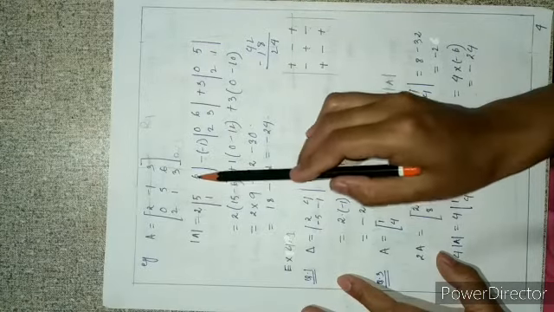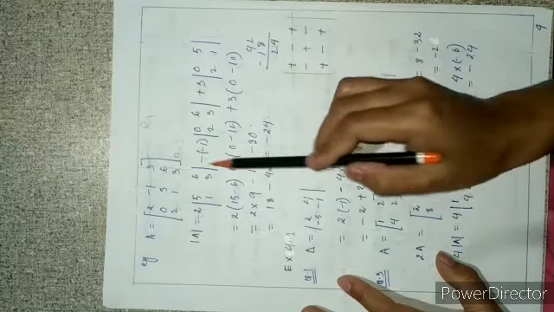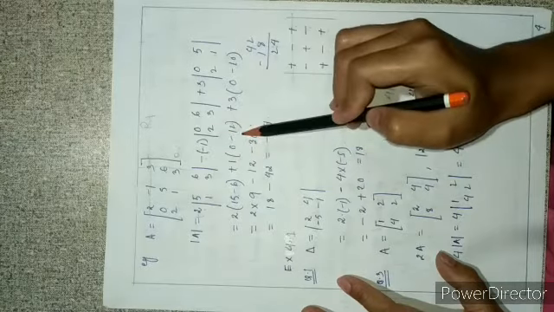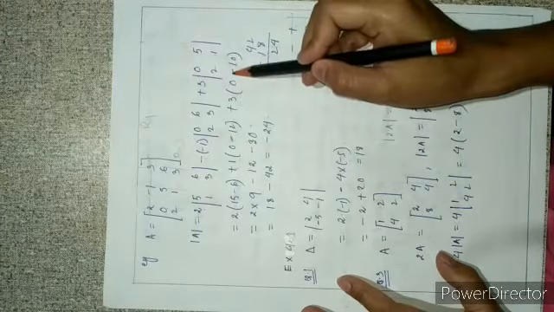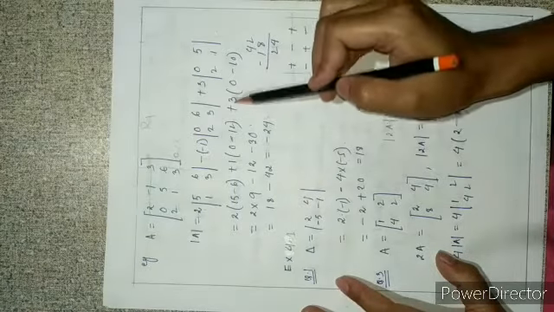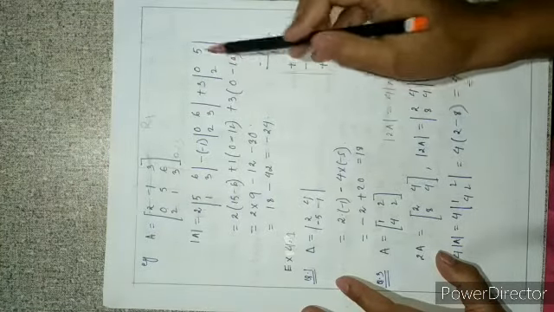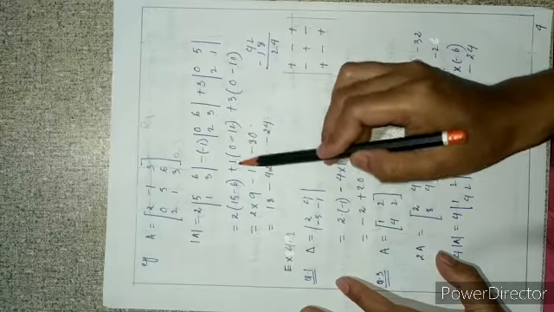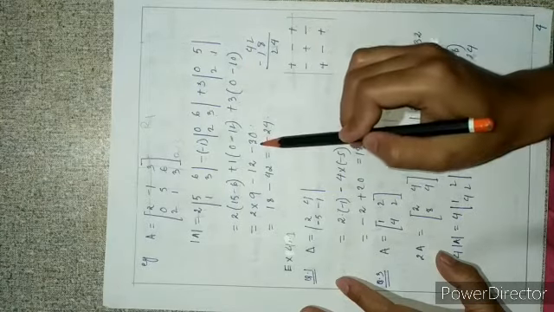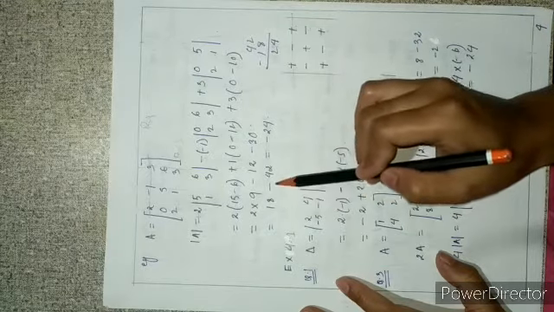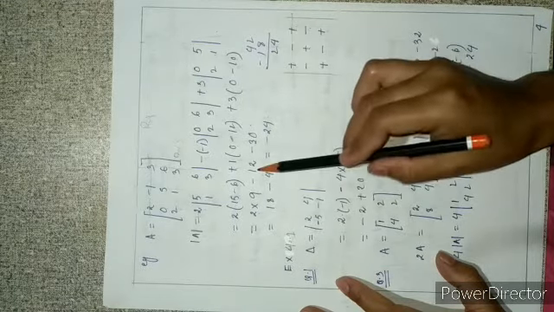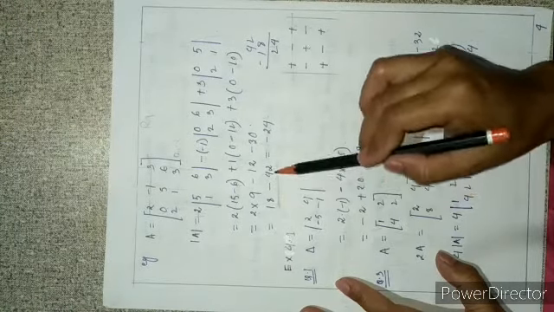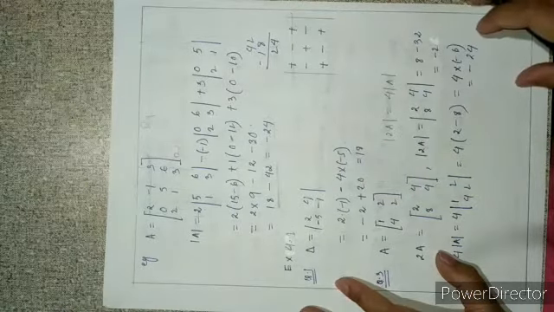5 into 3 is 15 minus 6 into 1 is equal to 6, giving 9. For the second one, 0 into 3 is 0 minus 6 into 2 is equal to minus 12. For the third, 0 into 1 is equal to 0 minus 2 into 5 is equal to minus 10. So 2 into 9 is 18, minus 12 with the minus sign gives plus 12, and minus 10 into 3 is equal to minus 30. 18 plus 12 minus 30 gives a total of minus 24. Minus 24 is the determinant of matrix A.